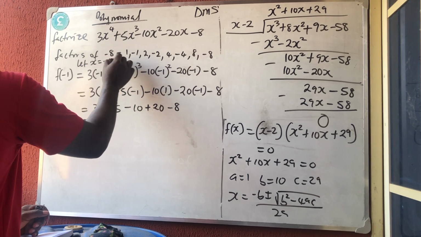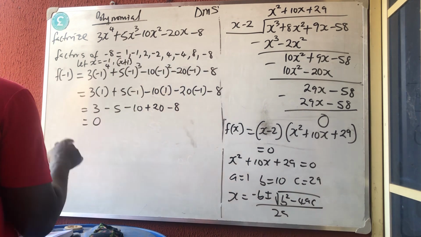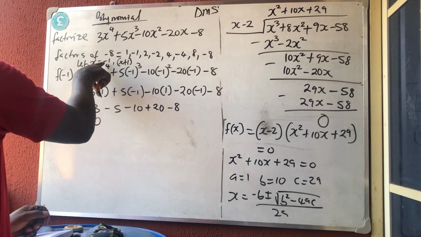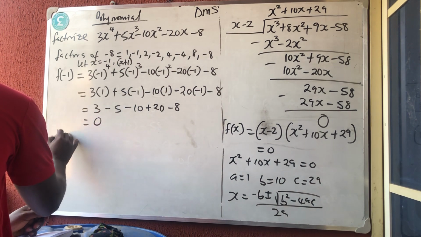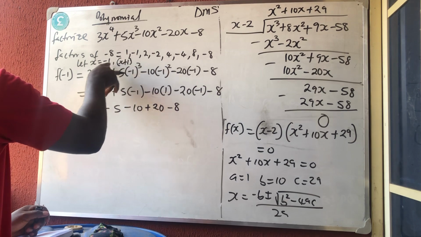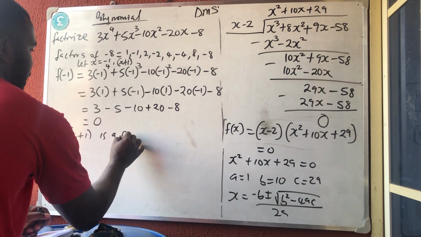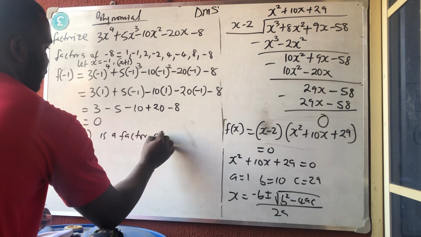So this one will move here. So I'm looking for x plus 1. Okay. So since x equal to minus 1 is giving me 0, it means that not that x equals minus 1, but x plus 1, because this one is moving to this side. x plus 1 is a what? A factor of f of x.